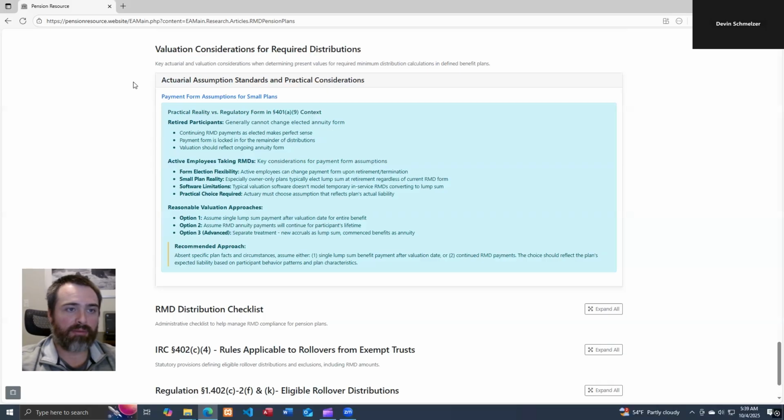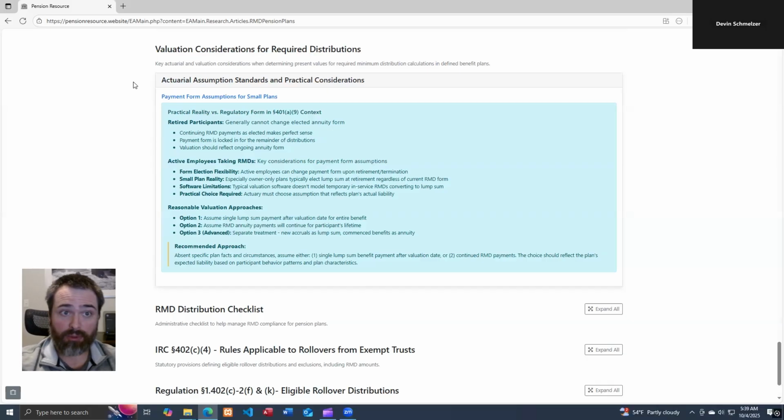So looking at RMDs for pension plans, is it reasonable to assume their elected form of payment while an active participant is going to continue for the rest of their life? One could argue, no, that's not reasonable, because have you ever seen that happen?